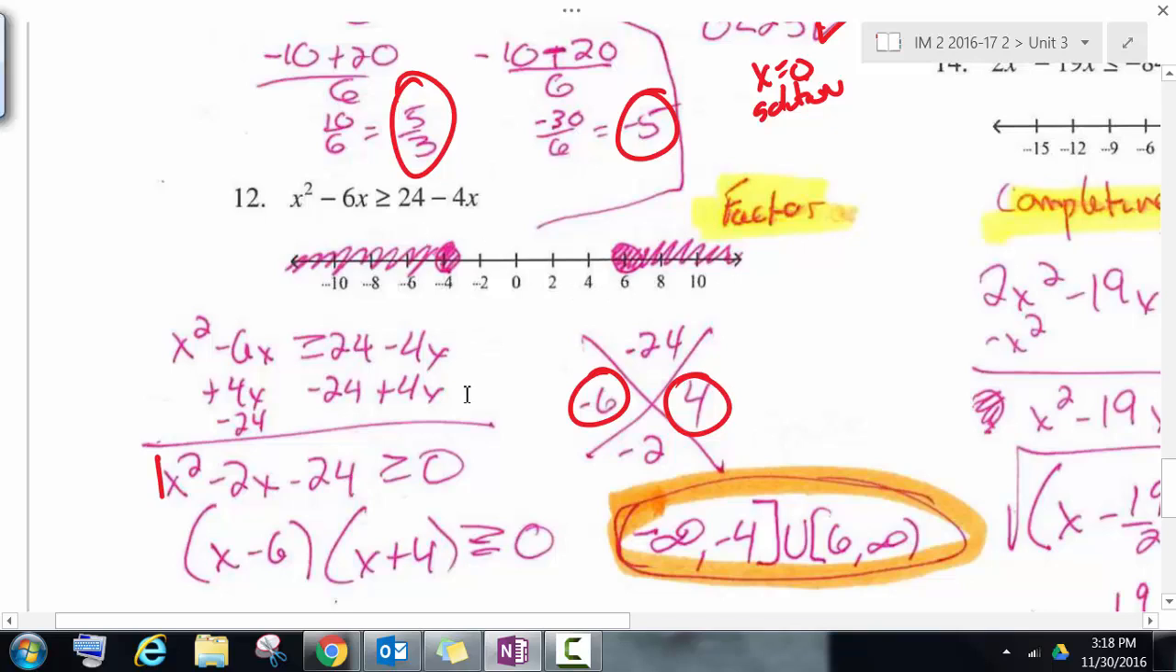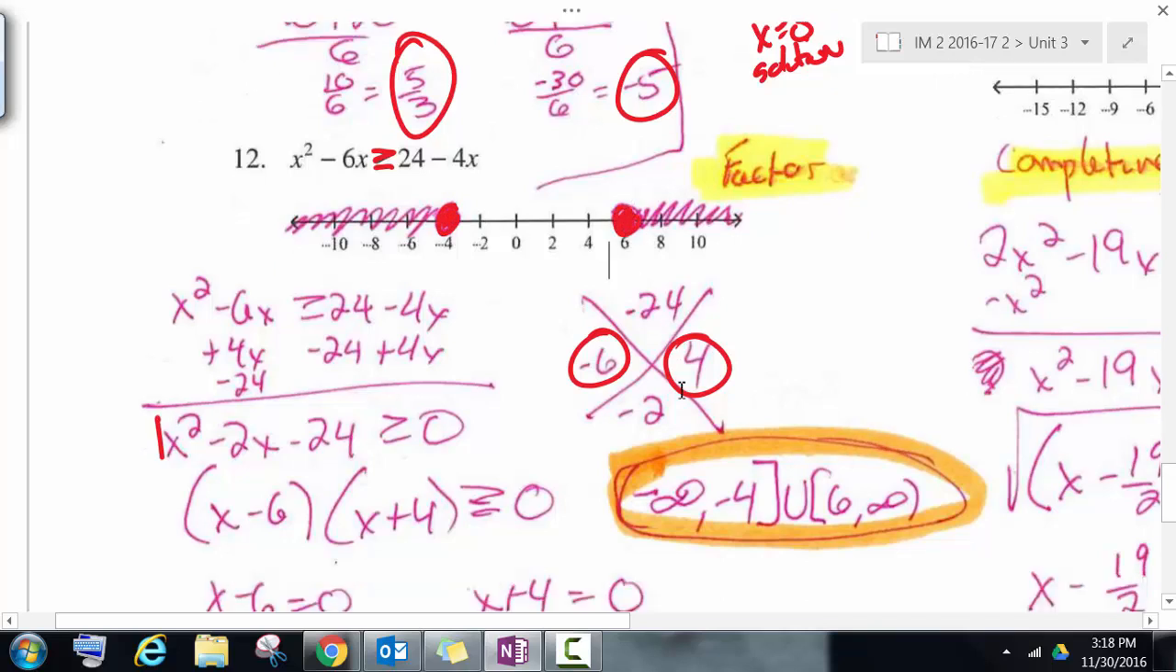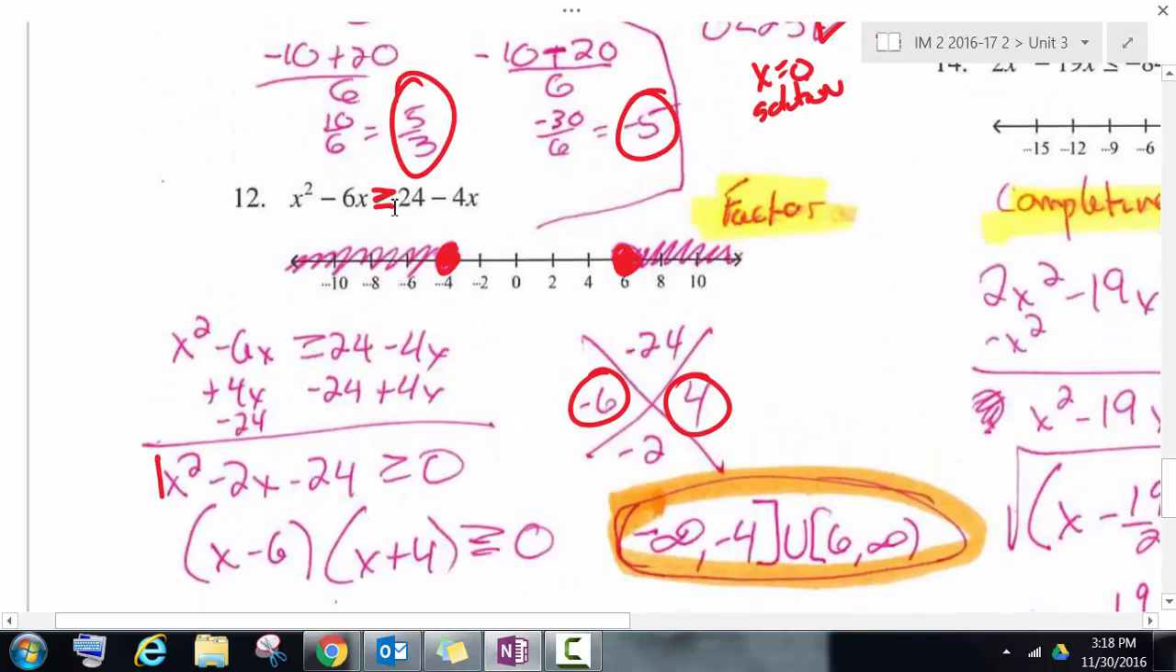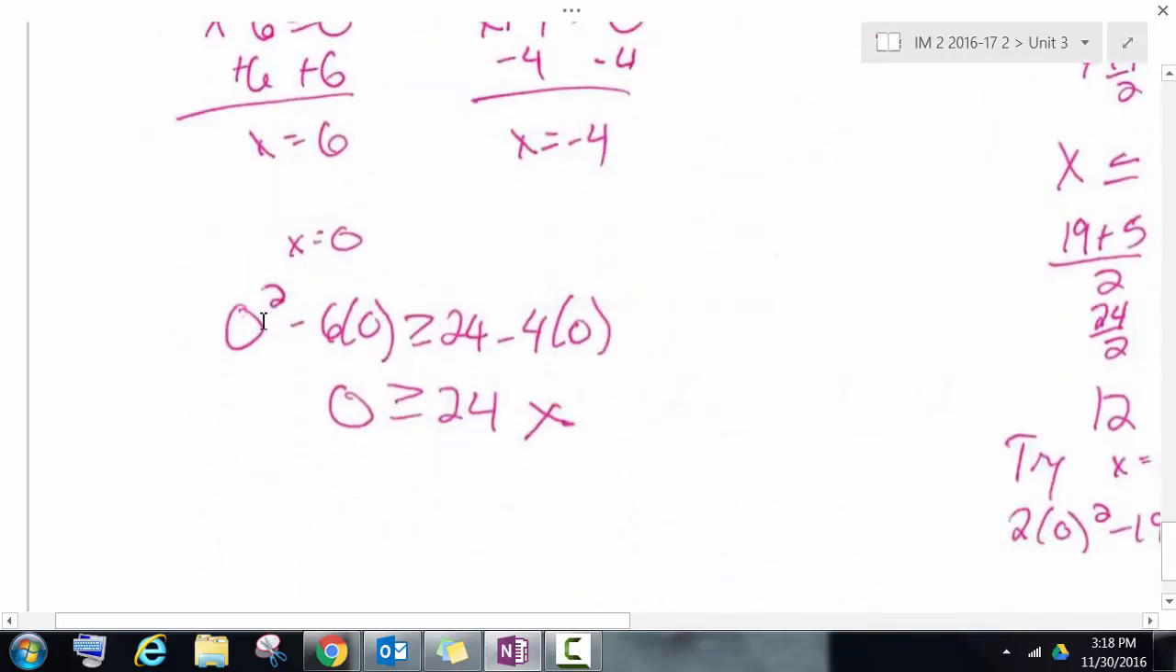And they're shaded in because this is shaded in. So I shade them in. And again, the only number I really need to check is 0. So I substitute in 0 and I went back to the original inequality. 0 squared minus 6 times 0, greater than or equal to 24 minus 4 times 0. Well, over here, 0 squared is 0, minus 6 times 0 is 0, so I get 0. 4 times 0 is 0, so all I have is 24. Is 0 greater than or equal to 24?